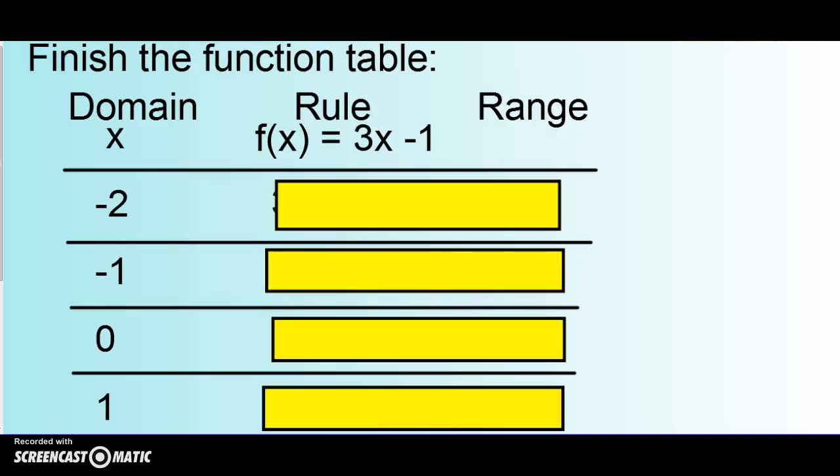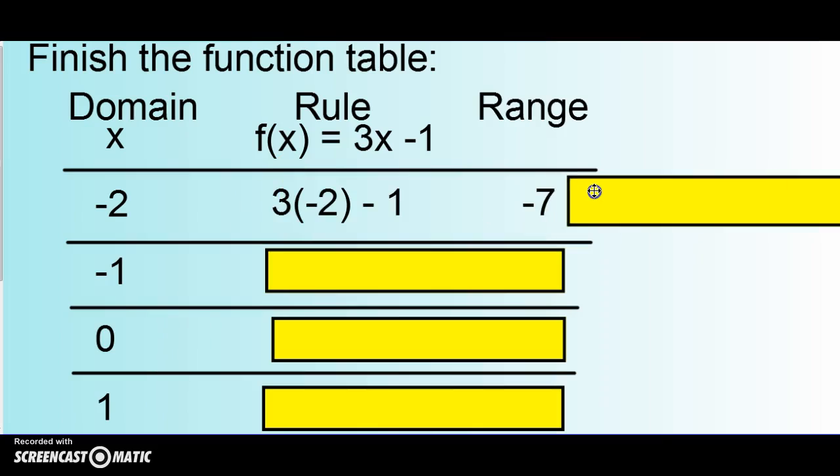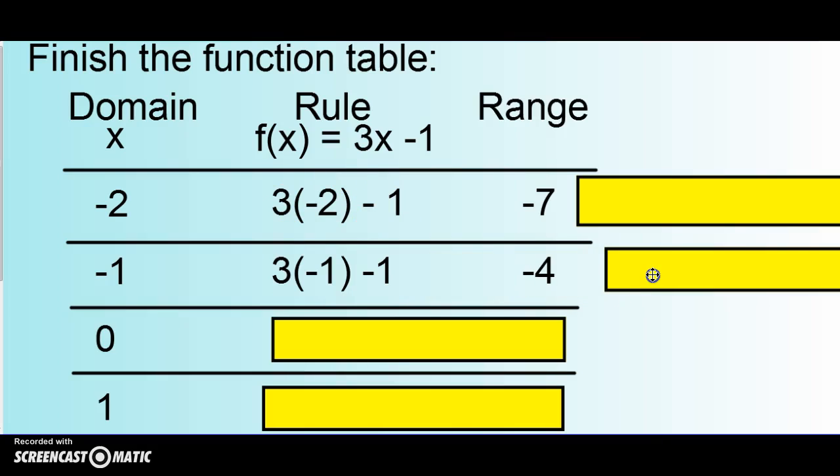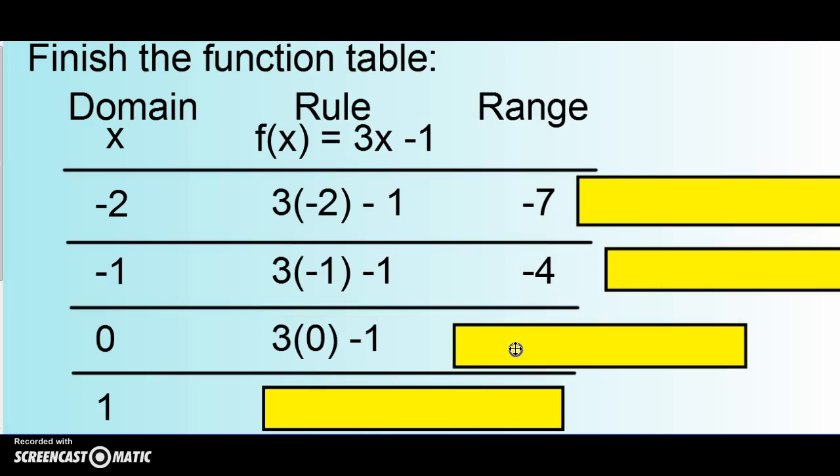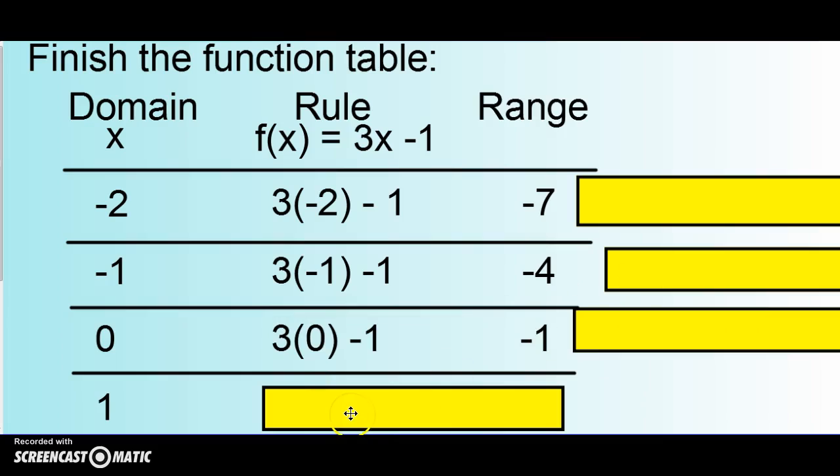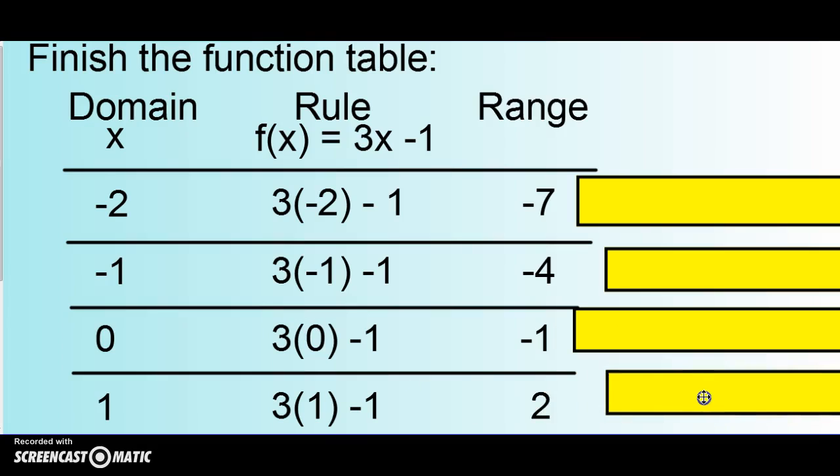All right, the function table again, we'll come back to that independent and dependent. The function table again, solve using this rule, and here are your x's. And I'll just have you go ahead and fill that in your notes. And as you can see, PEMDAS, you'd multiply first, subtract 1. Multiply first, subtract 1. Multiply first and subtract 1.